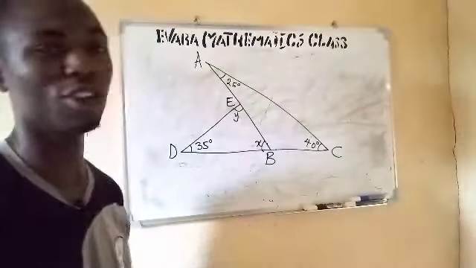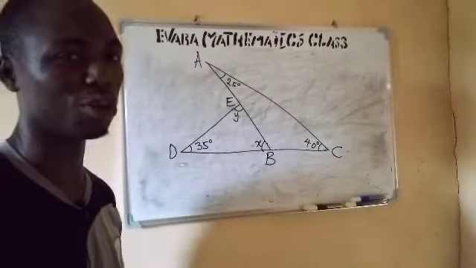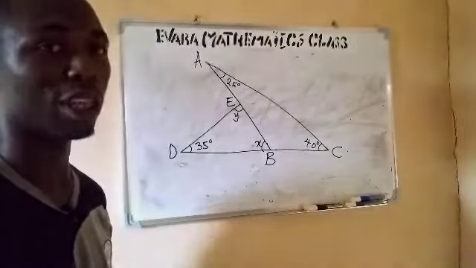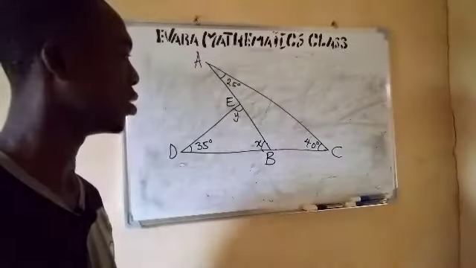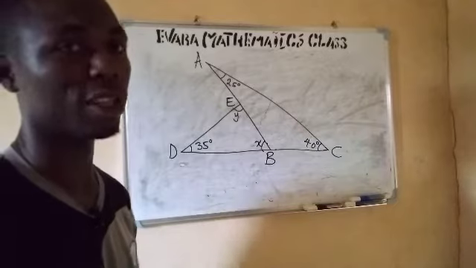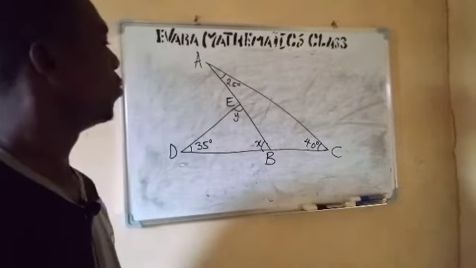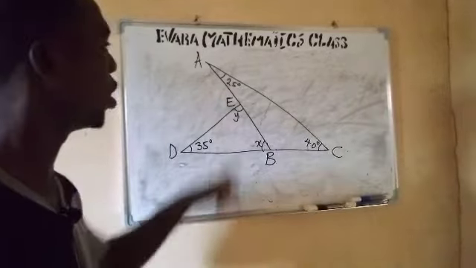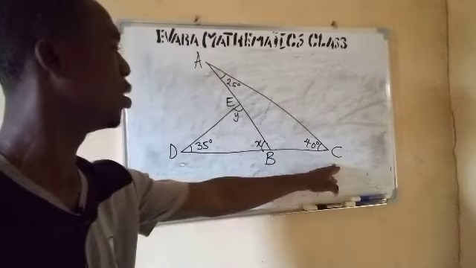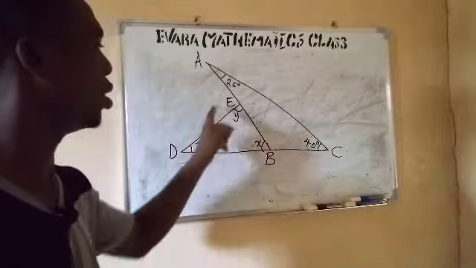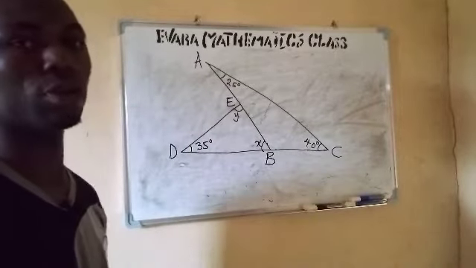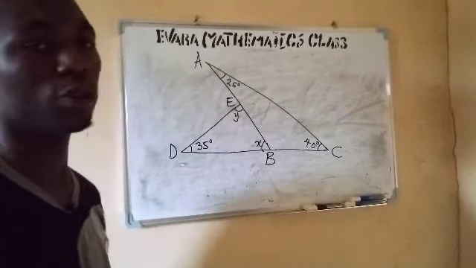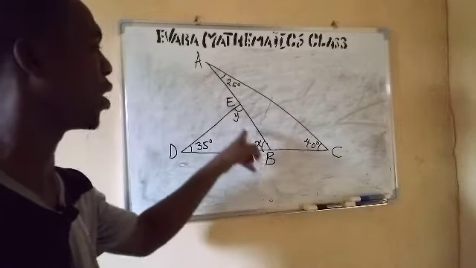This is a question on angles in a triangle, which was posted online by some students, and some requested for the solution. We have two different triangles here. We have triangle ABC and there's triangle BDE. But both are combined and we are to find the values of X and Y.